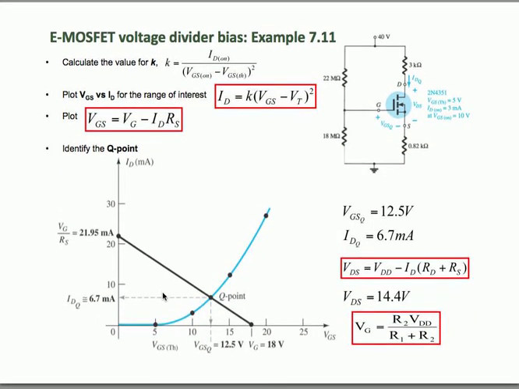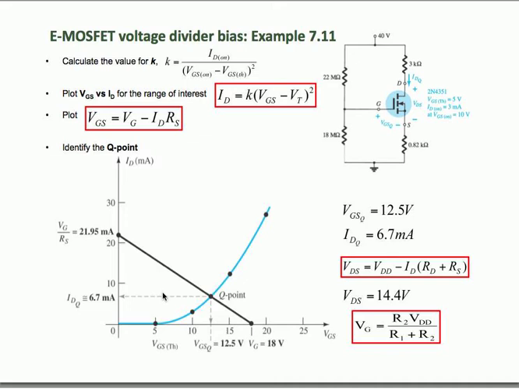Alright, so the first step is you begin by calculating the value of K, and the value of K can be found by applying this formula. It's a function of ID on, VGS on, and the threshold voltage. These are all the values which are given in the question here. So you just substitute all these values back into the formula, you get the value of K, and using the value of K, you can then plot the transfer characteristics of the MOSFET. The drain current is a function of K, the applied gate bias, and the threshold voltage.